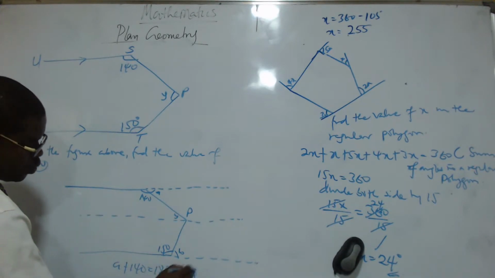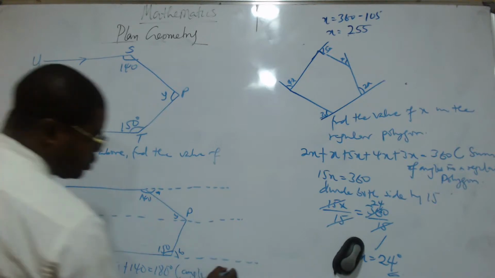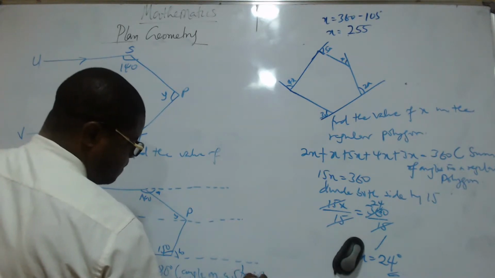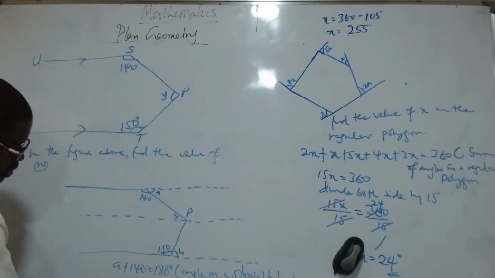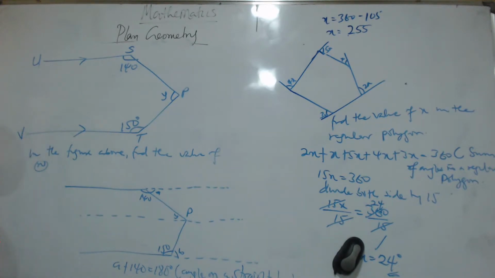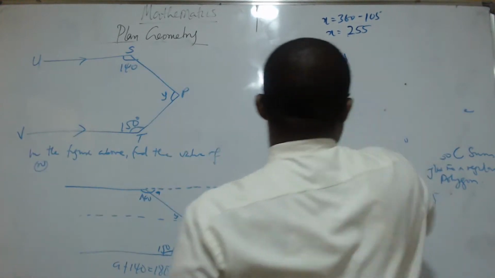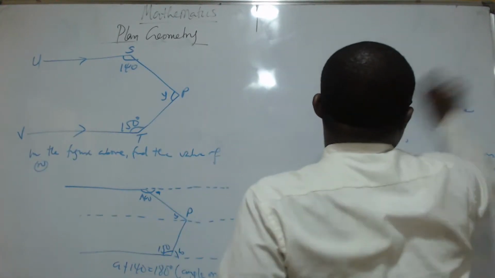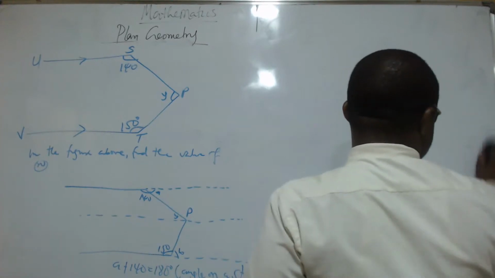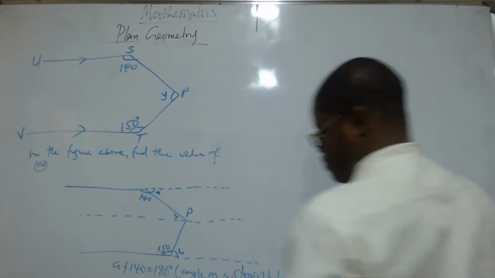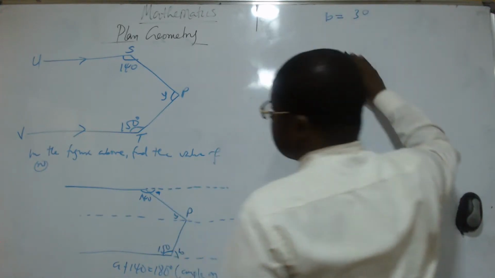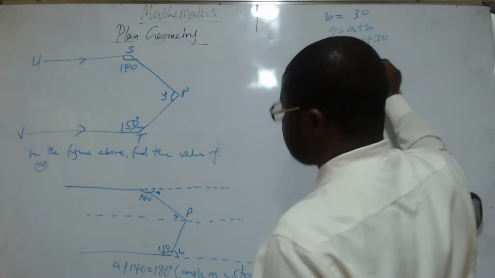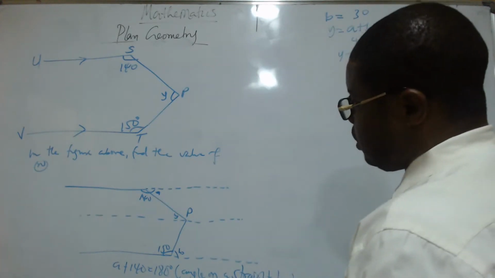We have angles on a straight line. So A now becomes 180 minus 140. So B will be 30, also 70. And that is the answer to that one question.